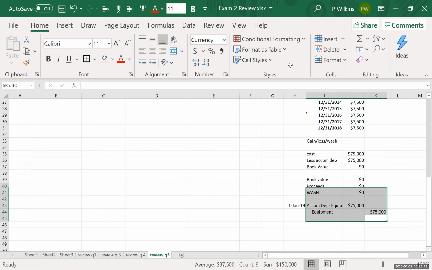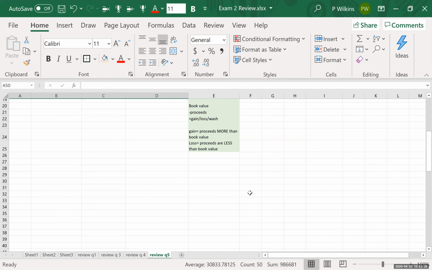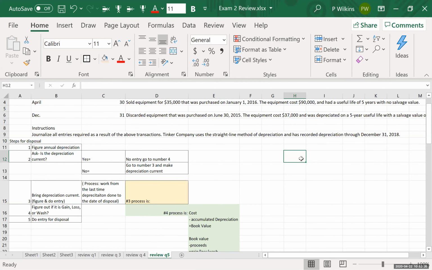So that's that one. Now I'm going to move that stuff out of the way and put it down over here. We can come up here and do the next one. All right. April 30th. Sold equipment for $35,000 that was purchased on January 1, 2016. The equipment cost $90,000 and had a useful life of 5 years with no salvage value. Okay. So first thing we do, figure the annual depreciation. So we have cost, right, of $90,000.